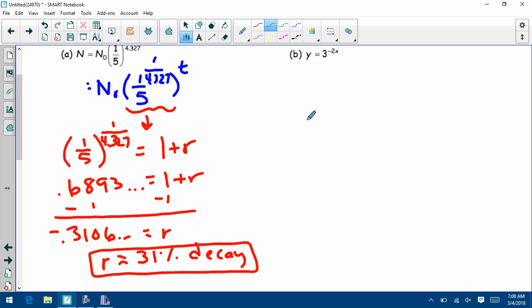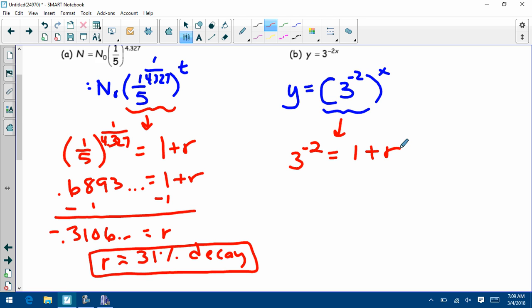Okay, second one over here, pretty similar. I want to first isolate that variable of x, y equals something being raised to the x. Now everything here is being raised to that exponent, so it's just going to be 3 to the negative 2 that's being raised to the x. So that means this thing in the middle, 3 to the negative 2 equals 1 plus r. I could plug that into my calculator if I want, but I know that's just 1 over 3 squared, so that's going to be 1/9 equals 1 plus r.